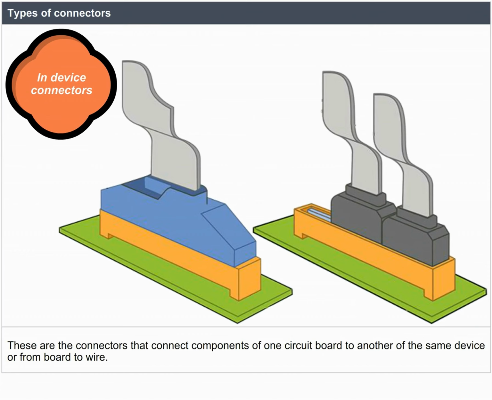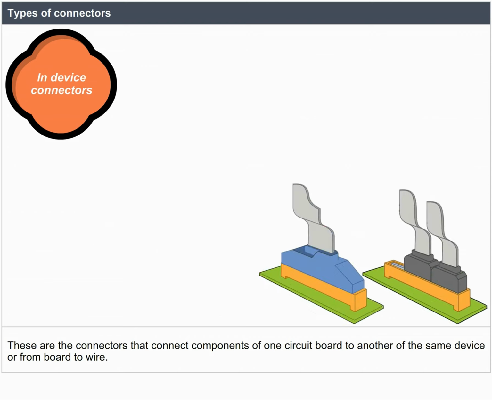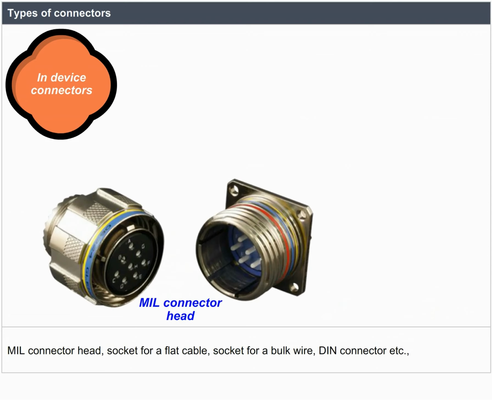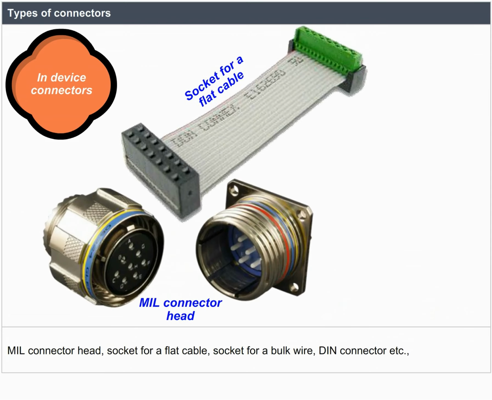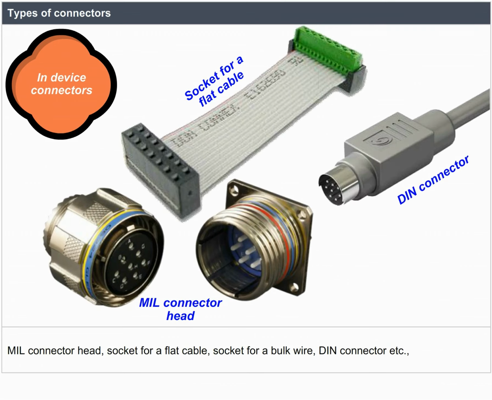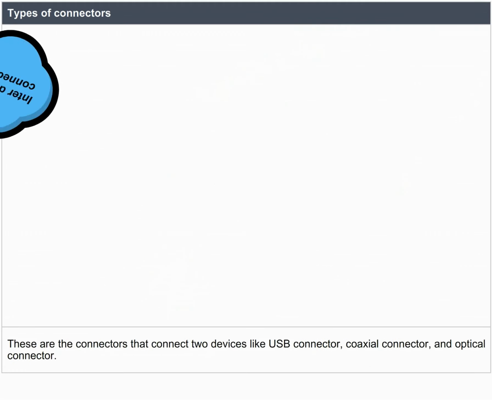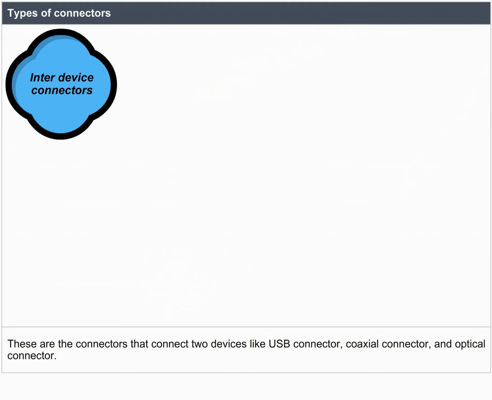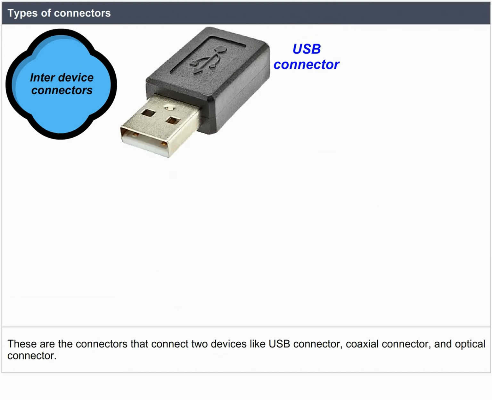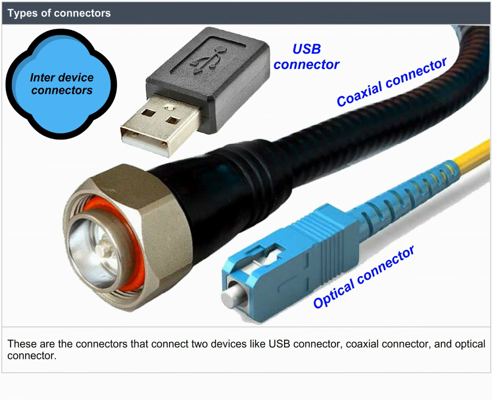These are the connectors that connect components of one circuit board to another of the same device, or from board to wire. MIL connector head, socket for a flatbed, socket for a bulk wire, DAN connector, etc. Inter-device connectors. These are the connectors that connect two devices, like USB connector, coaxial connector, and optical connector.